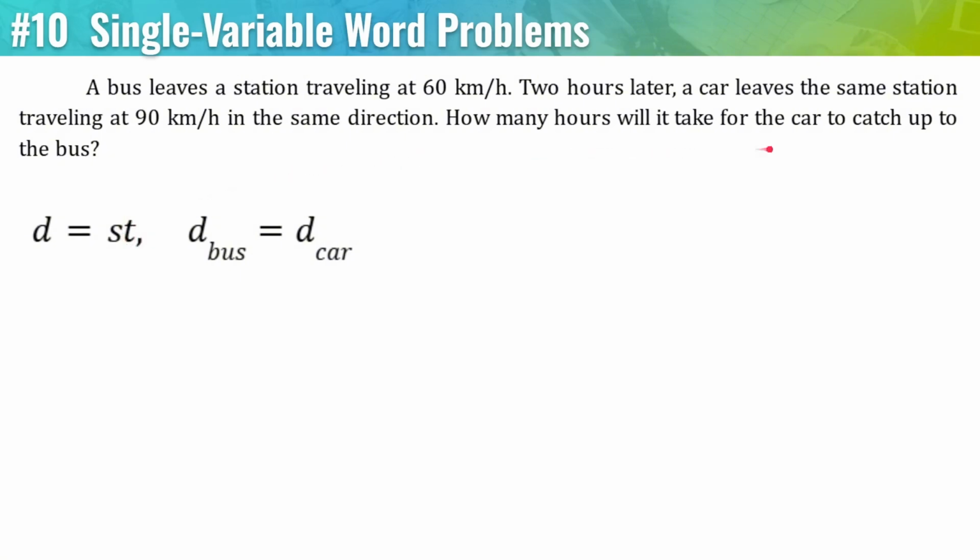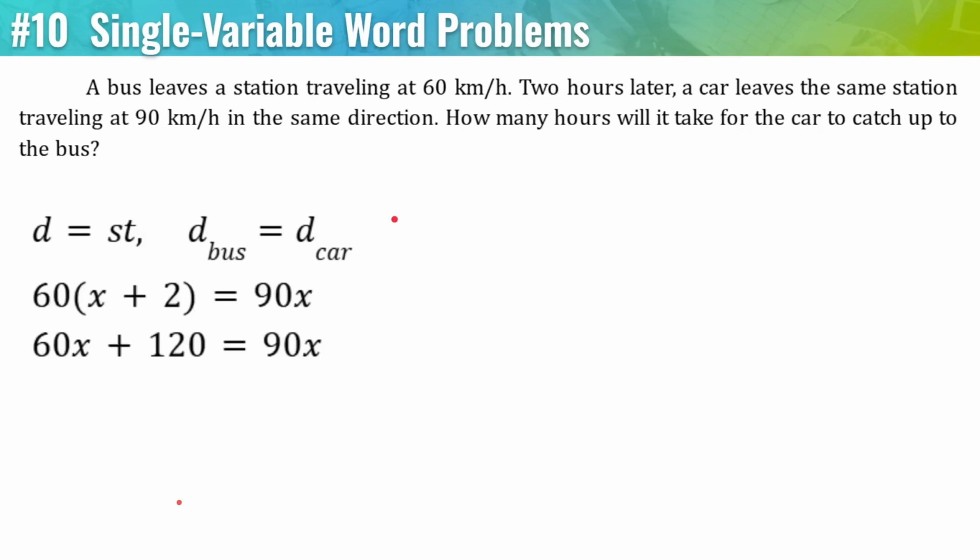Next, for the car to catch up to the bus, we need to have their distances traveled be equal. So what we're going to do is set the speed and time of the bus equal to the speed and time of the car. So this will be our representation. 60 is the speed of the bus. 90 is the speed of the car. Likewise, x plus 2 is going to be the time of the bus, since it has been traveling for 2 hours more than the car. So the car is going to be our x variable. It's the unknown variable.